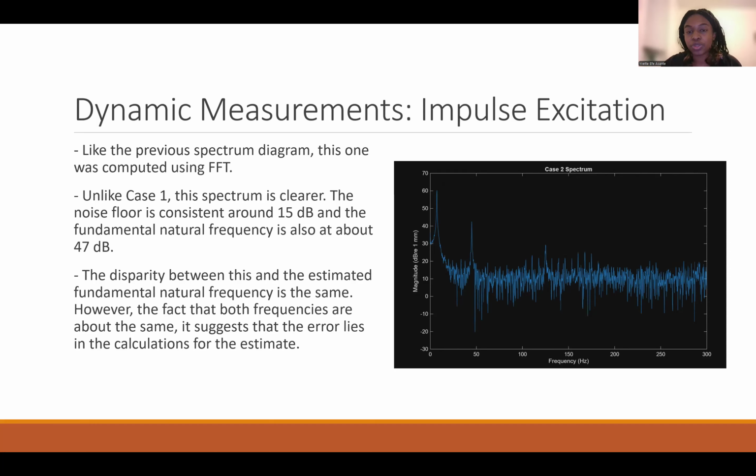The disparity between this experimental and theoretical data is the same. However, because they both share what we assume is a natural frequency of 47, we can assume that the error lies solely in the calculation of the estimate.